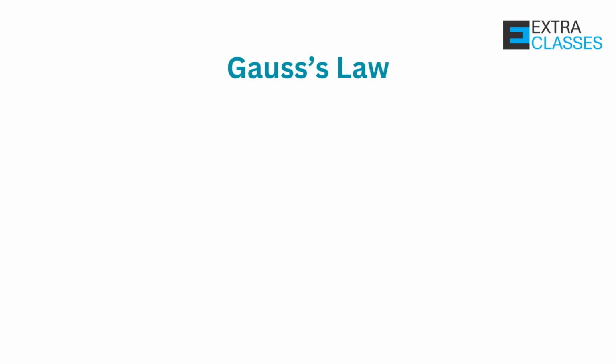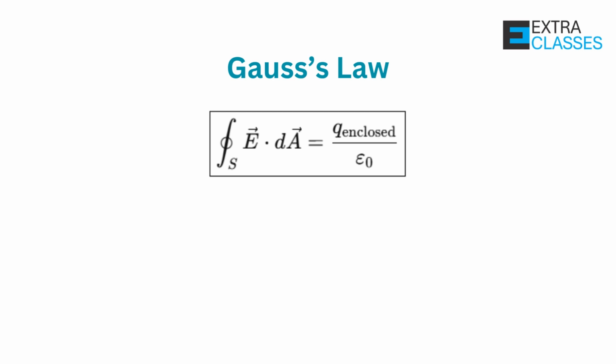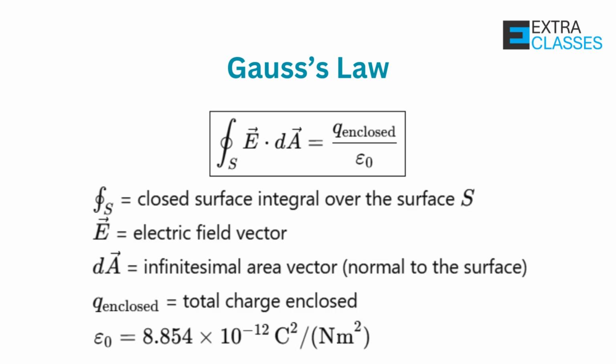And here we are on the most important topic of this chapter, Gauss's law. It states that the total electric flux through a closed surface is equal to 1 upon epsilon naught times the net charge enclosed within the surface. Here's the expression, where integral S is the closed surface integral over the surface S.